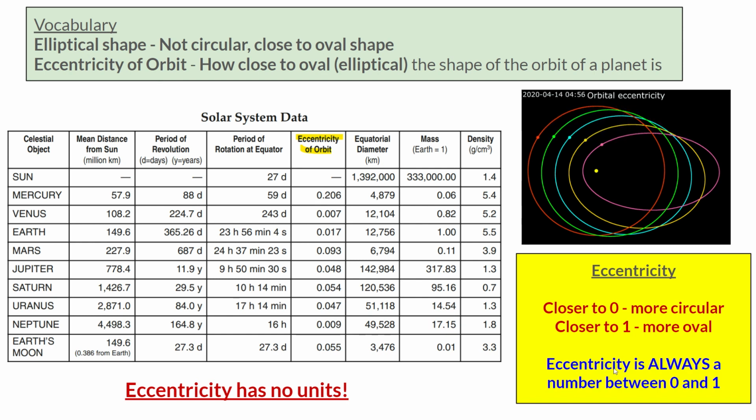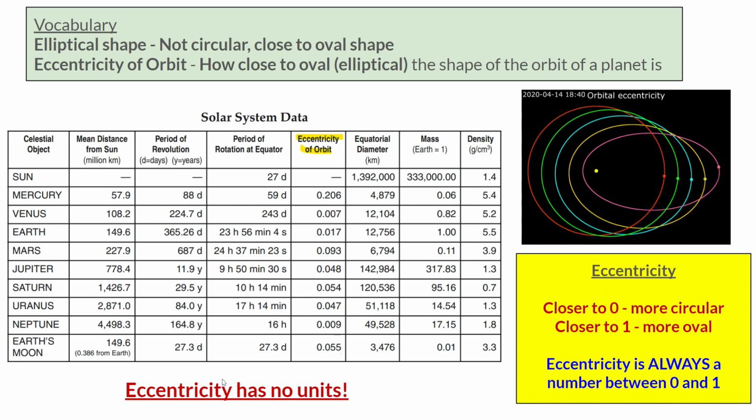And also, eccentricity is always a number between 0 and 1. It's never less than 0 and it's never greater than 1. So it's always a decimal, kind of like you see over here. And once again, the closer to 1 it is, kind of like Mercury's orbit, the more oval or elliptical the shape of the orbit is, and the closer to 0 it is, kind of like Venus, the more circular. Venus's orbit is more circular.